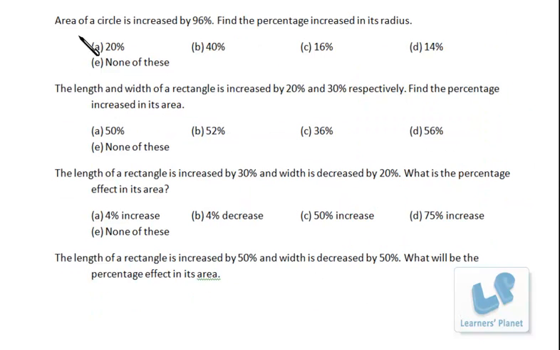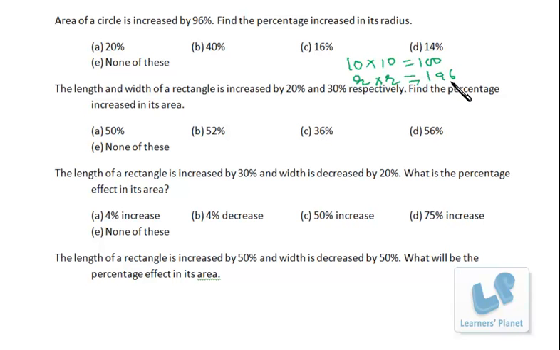Now, area of a circle is increased by 96%. Find the percentage increase in radius. Quite a simple problem. Initially, I assume the radius to be 10. So 10 into 10, that is 100 is the area. Now the new area is 96% increase. That means the new area is 96% of 100 added to 100. That means 196. Now this is the new radius, r into r.